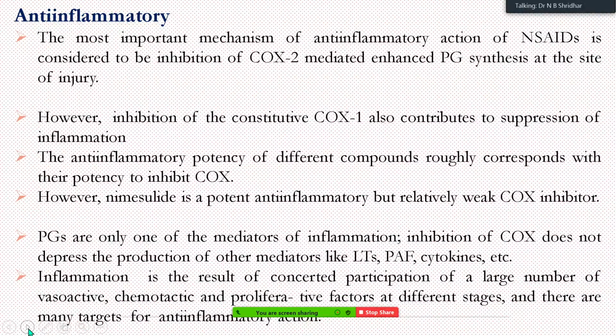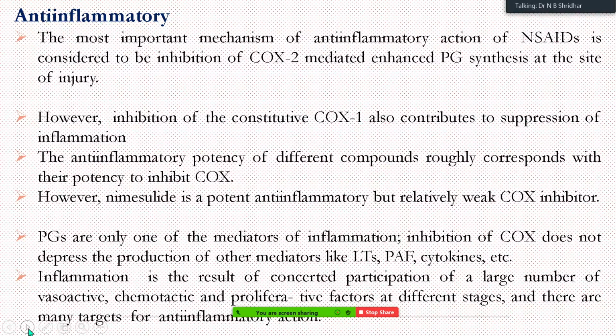And the third activity is anti-inflammatory activity. The most important mechanism of the anti-inflammatory actions of the NSAIDs is considered to be the inhibition of the cyclooxygenase 2 mediated enhanced prostaglandin synthesis at the site of the injury. Whenever there is an injury, a lot of prostaglandins are produced, and if NSAIDs are given, they act on the cyclooxygenase pathway, and there will be reduced prostaglandin synthesis and reduced inflammation.